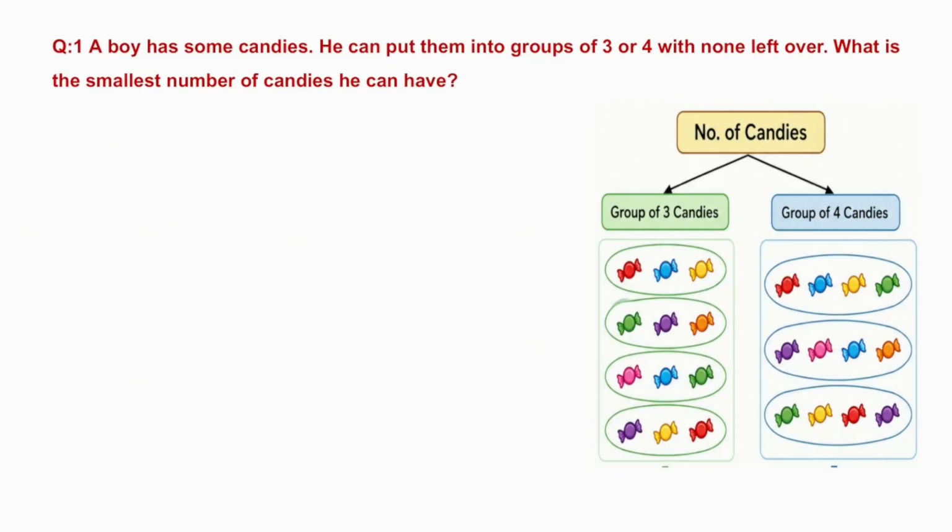So here we will see through the picture. The boy has number of candies and he is putting those candies into group of 3 and group of 4 such that he should not have any left over. So we need to find the smallest number of candies. So for this, we need to find the multiples of 3 and 4. So what are the multiples of 3? And what are the multiples of 4?